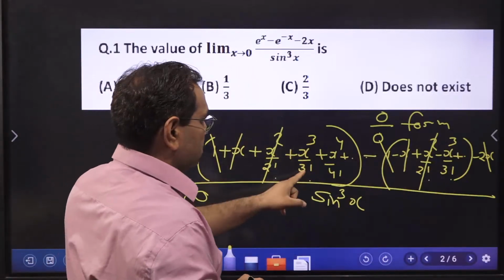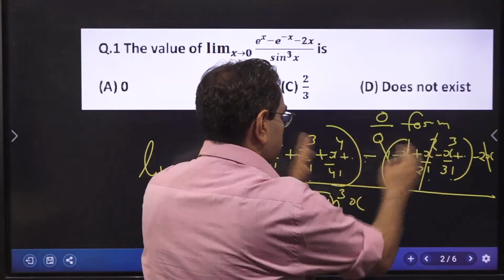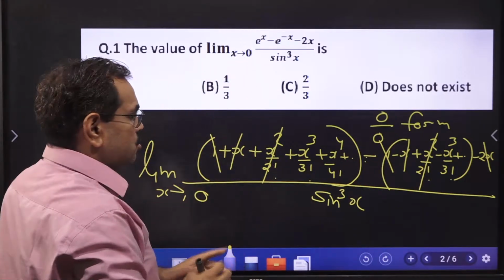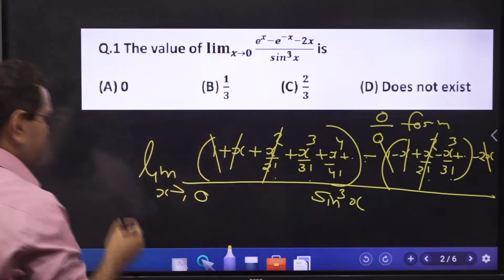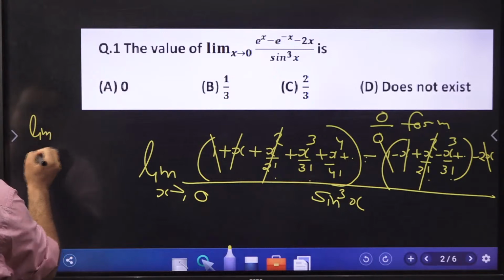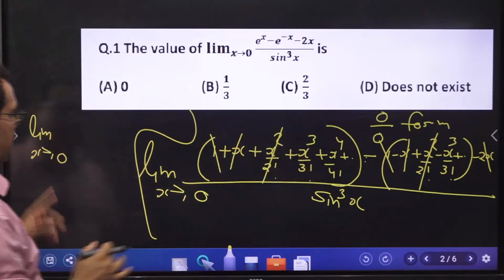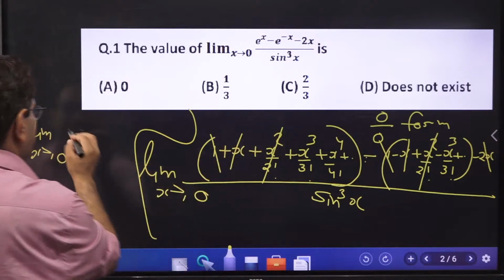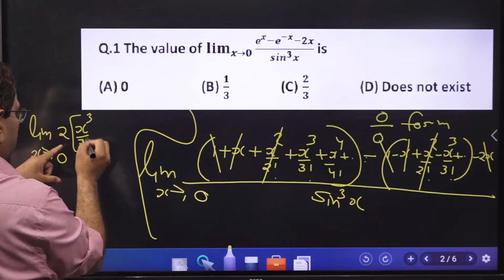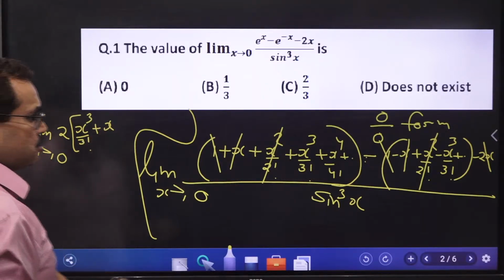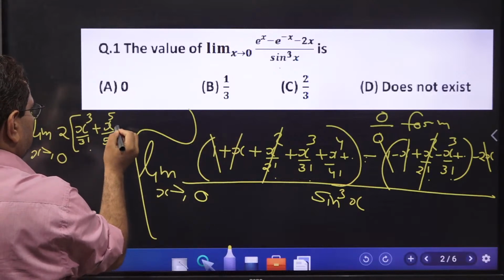Then x cube upon 3 factorial and minus minus plus x cube upon 3 factorial. These two are added. Okay. So twice of x cube upon 3 factorial. Right. So what we get? We get limit x tends to 0. After this simplification, we get limit x tends to 0 twice of x cube upon 3 factorial plus now x to the power 5 upon 5 factorial and so on.